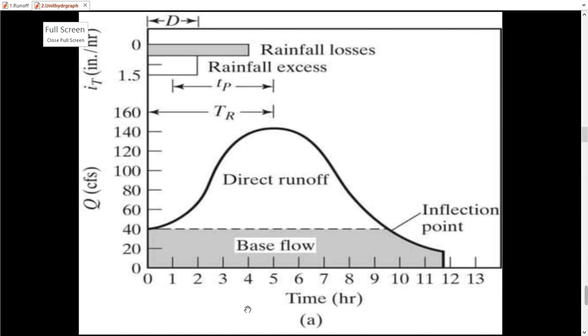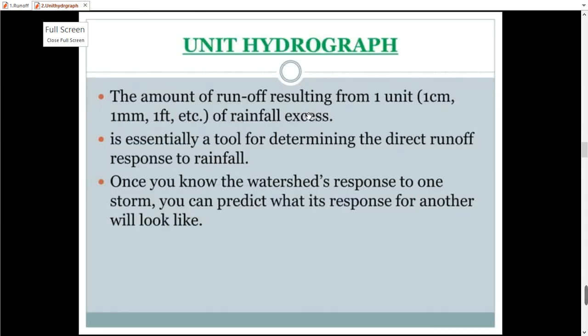Some of the assumptions are there. Some unique assumptions, right? So we can draw this graph. Unit graph, unit hydrograph: the amount of runoff resulting from one unit, 1 centimeter, 1 millimeter, 1 foot, etc., of rainfall excess, is essentially a tool for determining the direct runoff response to rainfall.